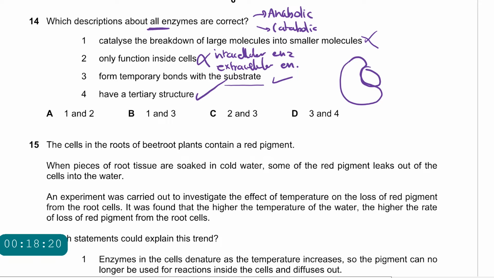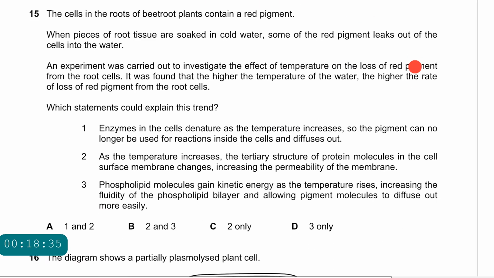Definitely all enzymes do have a tertiary structure because this structure and this type of bonding is what actually forms the active site of the enzyme and what determines the shape of the active site. Therefore, D is going to be correct. 3 and 4.